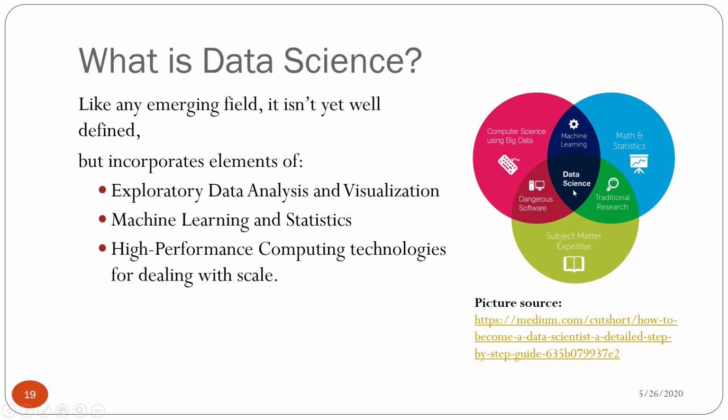Look at this diagram. We have three circles. The circle on the left, which I believe is pink, is computer science. On the right, the blue circle is about math and statistics. Then you have the subject matter, which is the domain knowledge. When you look at the intersection of all three domains, right here at the center, this region is data science. So data science falls in the intersection of computer science, math and statistics, and domain knowledge. And you have machine learning right here. That's an interesting picture which I found about data science. All right, so that is about it.